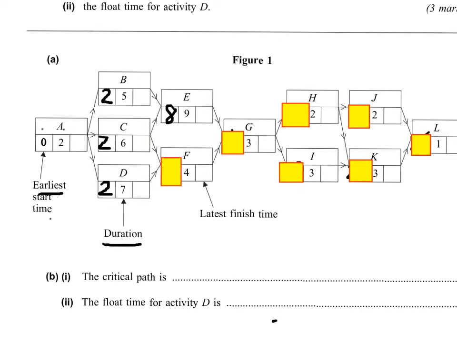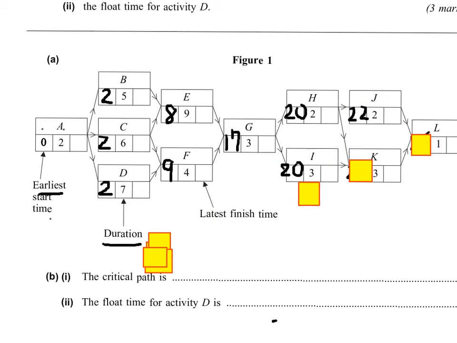Starting from activity F, F depends on C and D's finishing time, so 2 plus 6, 8, 2 plus 7, 9, and F will have to wait for the slow coach D, so starting time 9. And G, 17, H, 20, I, 20, J, 22, K, 23, and L, 26. Now we're going backward to look at the latest finish time.